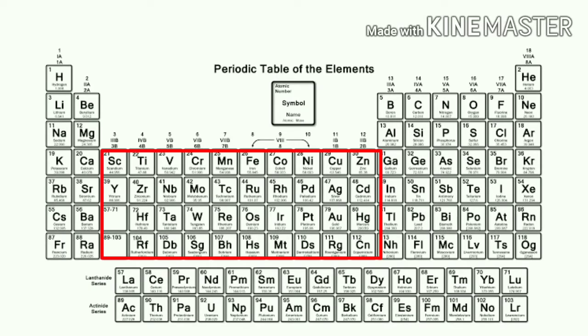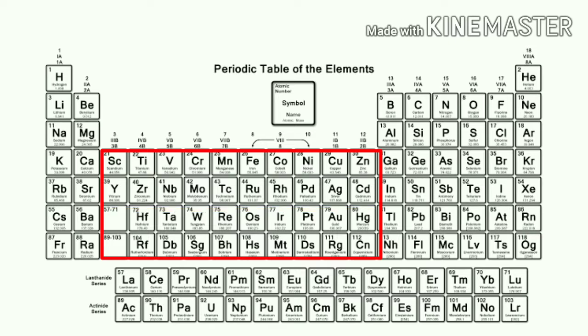Look at that. This is your d block. The d block is again classified into 4 series, such as first transition series, second transition series, third transition series, and fourth transition series. This part is called the first transition series. It belongs to the fourth period. It consists of elements from scandium to zinc.